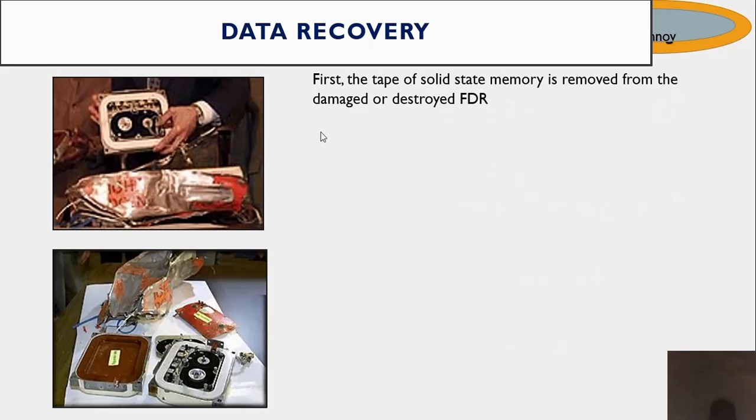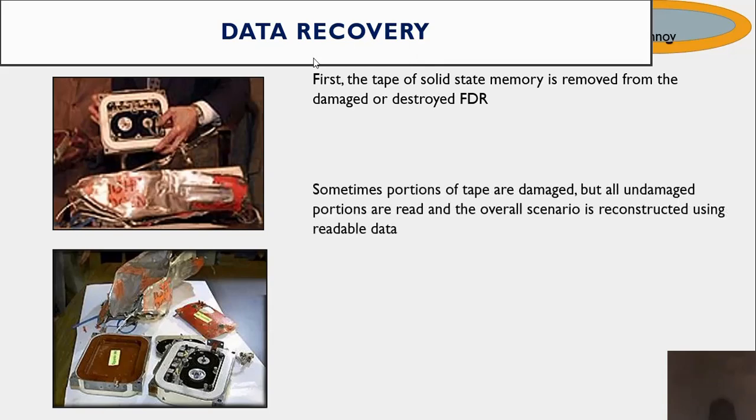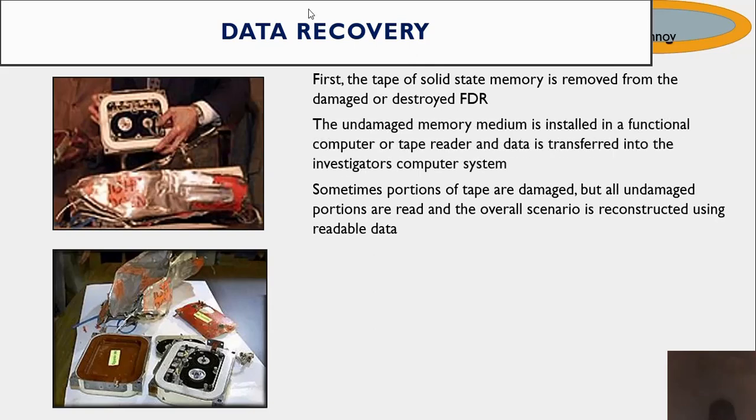Data discovery. First, the tape or solid-state memory is removed from the damaged or destroyed FDR. Sometimes portions of the tape are damaged, but all undamaged portions are read, and the overall scenario is reconstructed using readable data. The undamaged memory medium is installed in a functional computer or a tape reader, and data is transferred into the investigator's computer system.